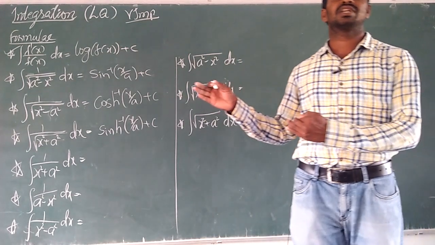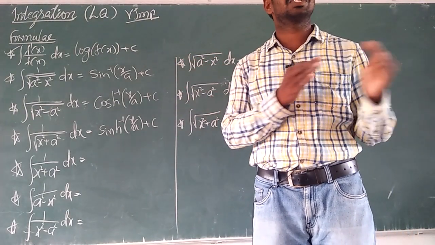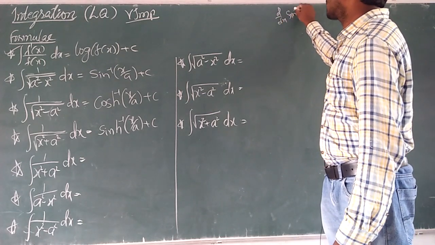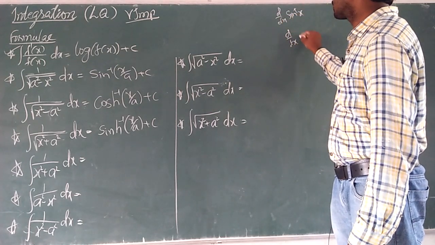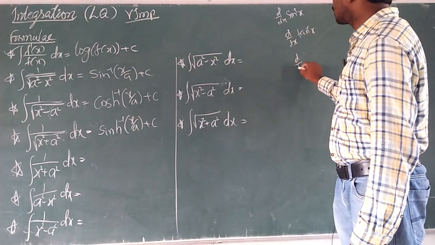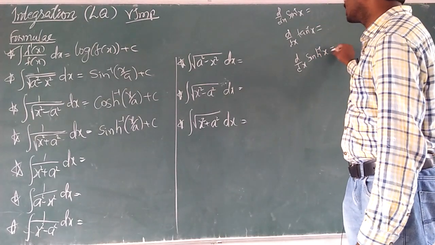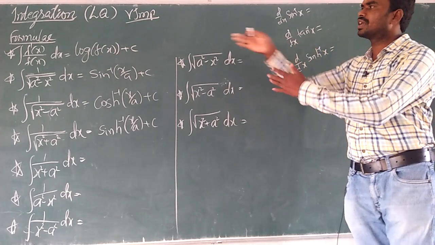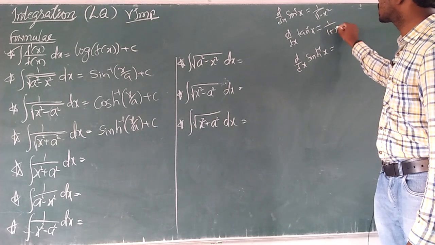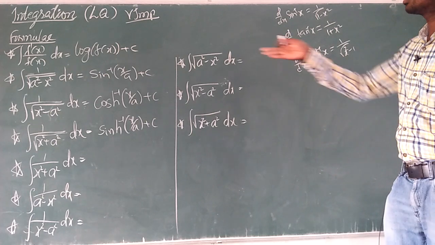What is their integration? Tan inverse x. The derivative of tan inverse x is 1 by 1 plus x square. We write the derivative of sin inverse x, the derivative of tan inverse x, and the derivative of sin h inverse x. Only using these formulas reversed, we get those formulas. This is 1 by root of 1 minus x square. This is 1 by 1 plus x square. This is 1 by root of x square minus 1.